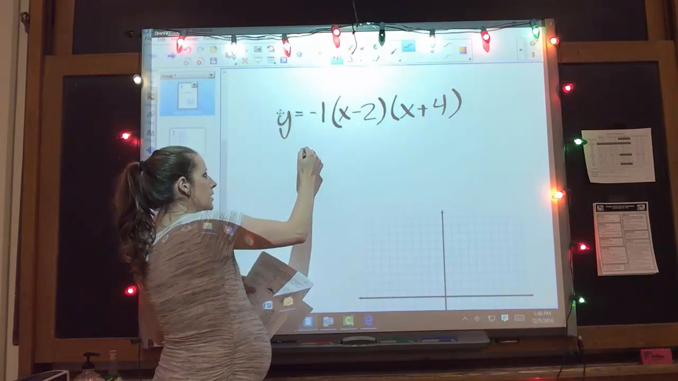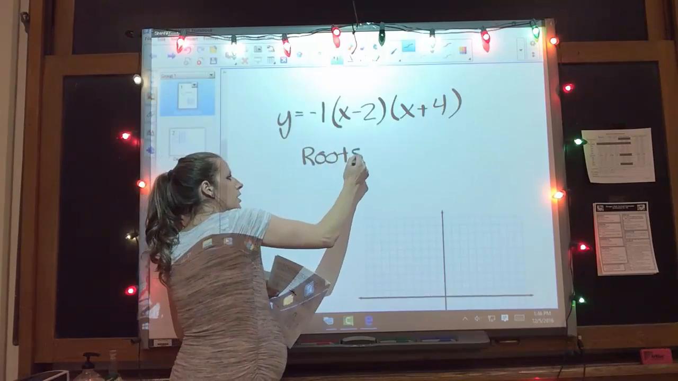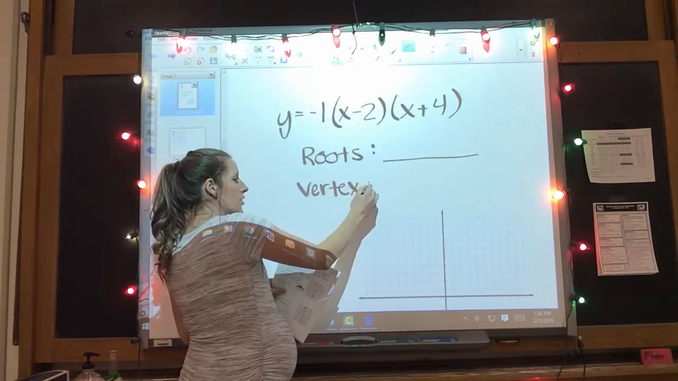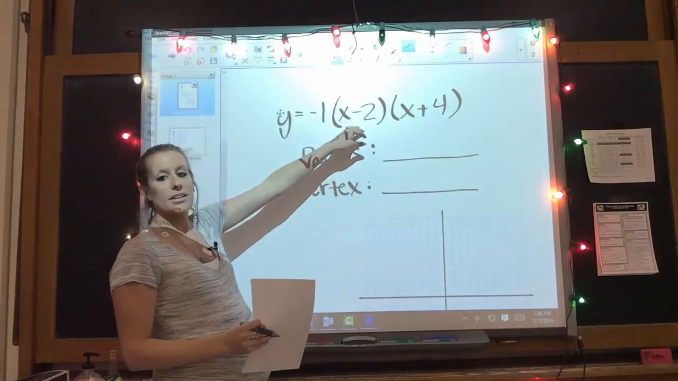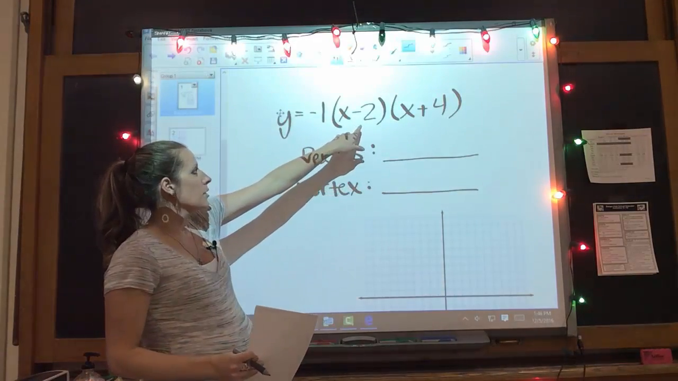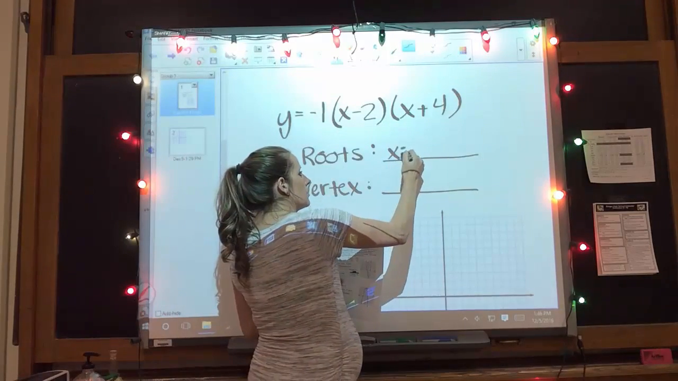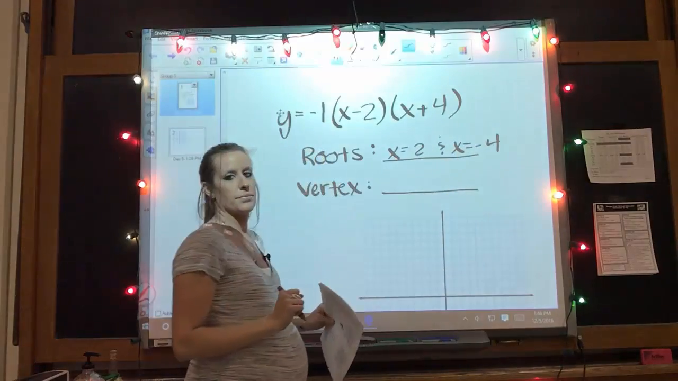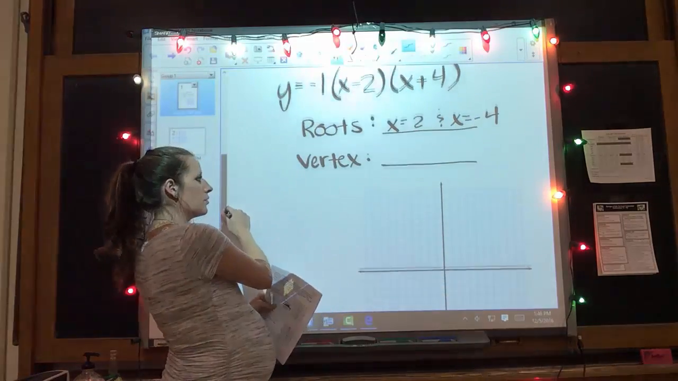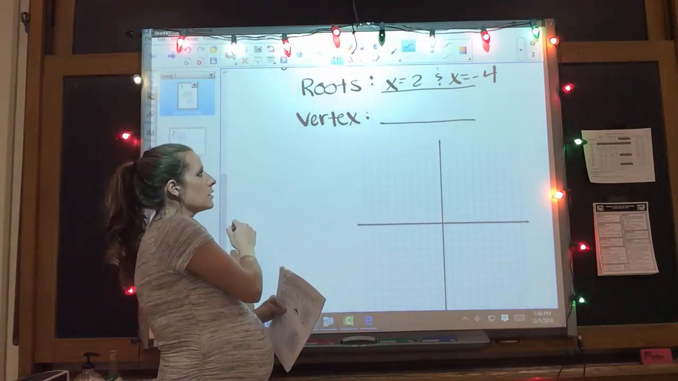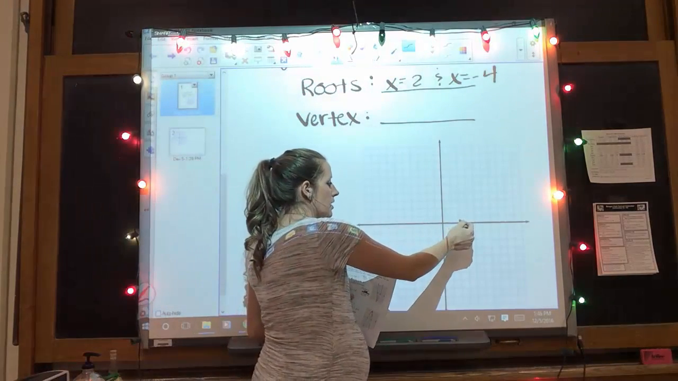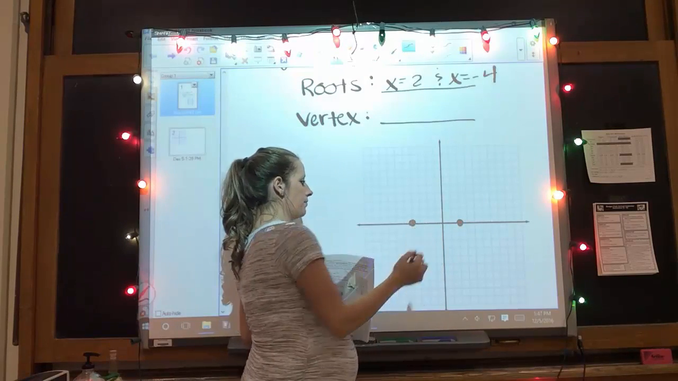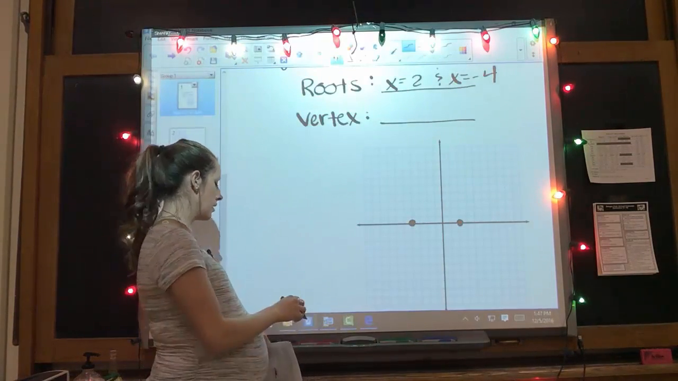All right, so we're gonna put down what our roots are. If you remember, our roots are the opposite of our factors here. So my roots would be positive 2 and negative 4. You just take the opposite of what's in parentheses. Go ahead and plot those roots, your x-intercepts, positive 2 and negative 4.